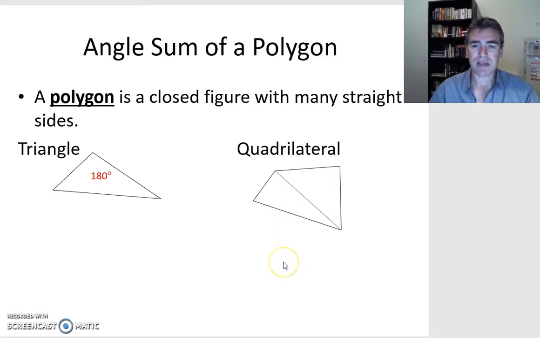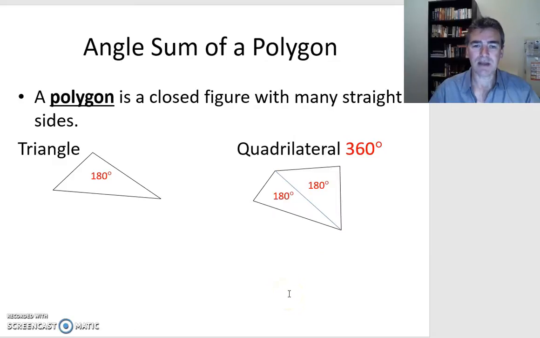Remember, each triangle has an angle sum of 180 degrees. So these 3 angles inside this triangle are 180, and the 3 angles inside this triangle are 180. Well, this angle and this angle are going to add together, and this angle and this angle are going to add together. So 2 lots of 180 is going to give us a quadrilateral with an angle sum of 360 degrees. Now, we already knew that from our previous work, but this is an easy way to explain why.